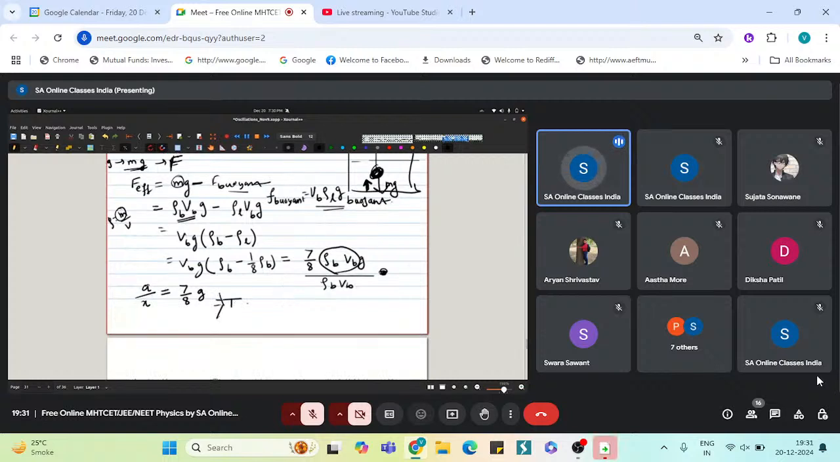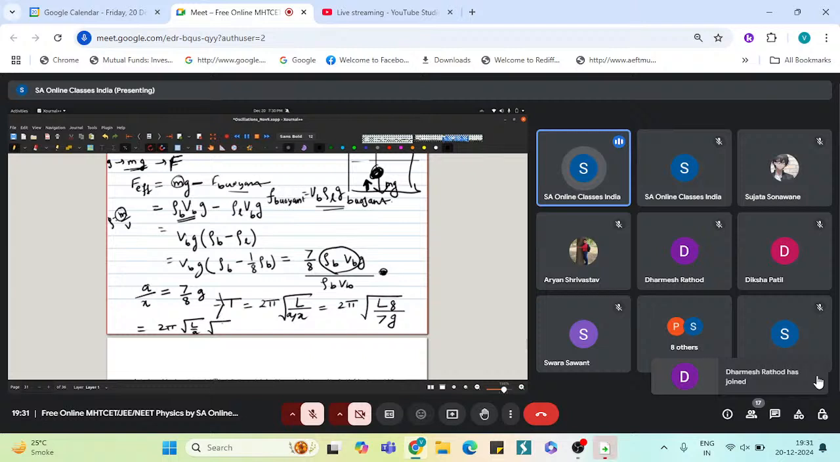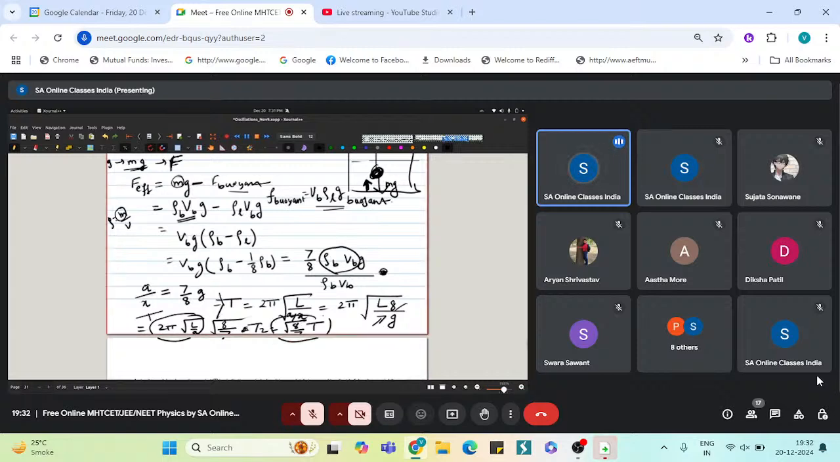And then time period now from here is just going to be 2 pi root of L into A upon X, and this is just going to be 2 pi root of L upon A of X, which is 7/8 G. Okay, and this is just equal to 2 pi root of L upon G into root of 8/7. So this is the original T that they have given in the question, and so the T2 is just going to be equivalent to root of 8/7 into T.